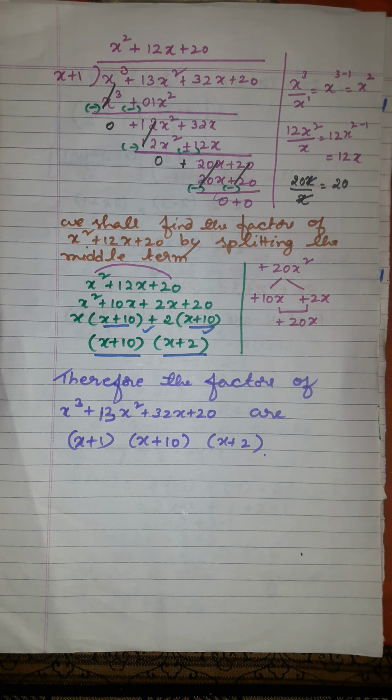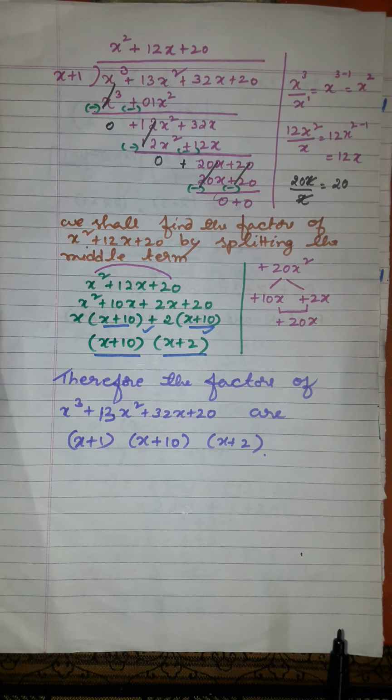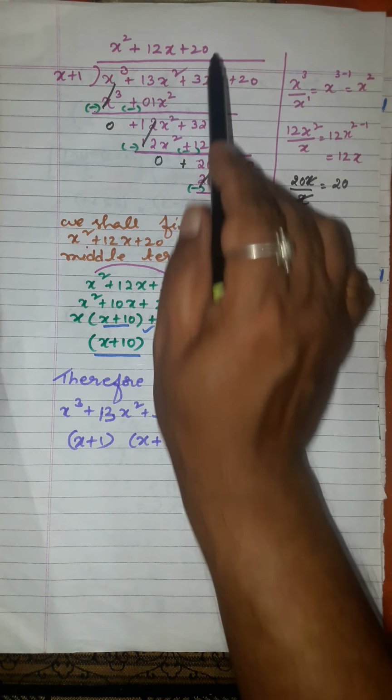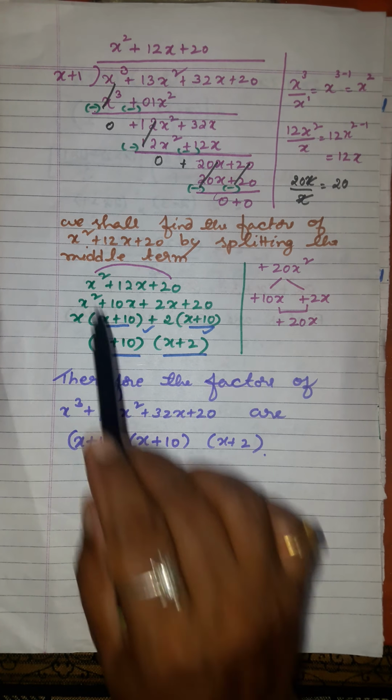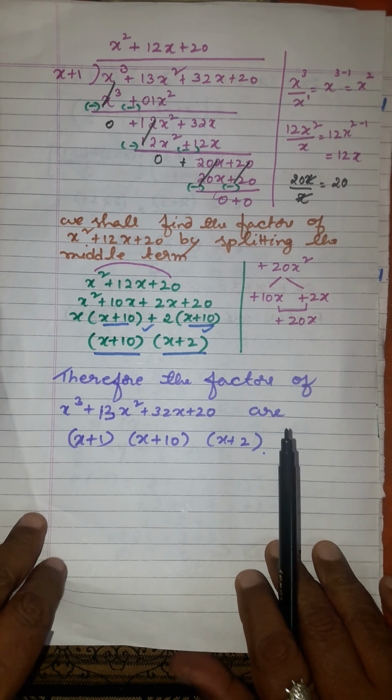So, dear children, I have done a little deviation. That is, I made use of factorization by splitting the middle term. You may ask why I have gone for that sometimes. In the beginning, I told that when the factors are more, it may become difficult. Here, you could also say find the factors of 20 and try to find the factors of this polynomial by the factor theorem. But for a change, I have used factorization by splitting the middle term.